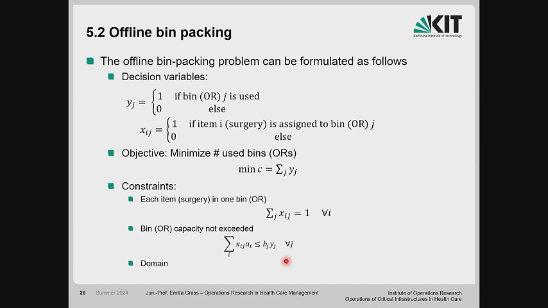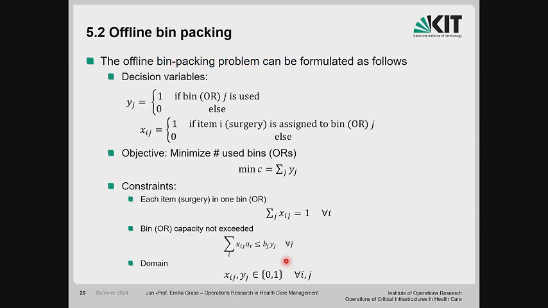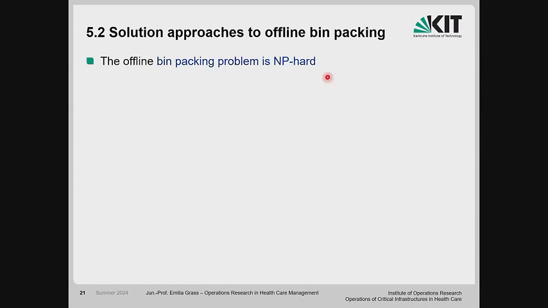Okay. And of course, both decision variables are binary, 0 or 1. So how to solve that? Even though this is a pretty simple optimization model, with a simple objective function and just two constraints, this is already an NP-hard problem.